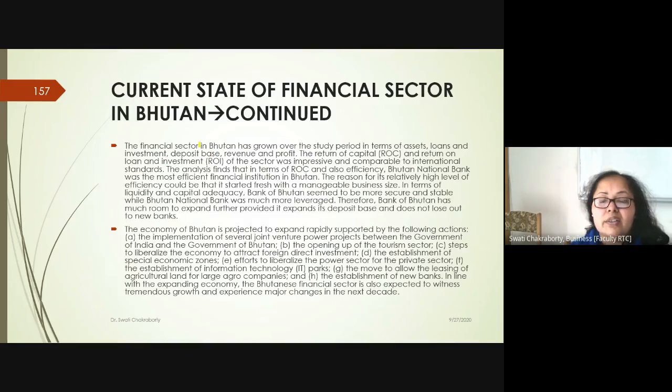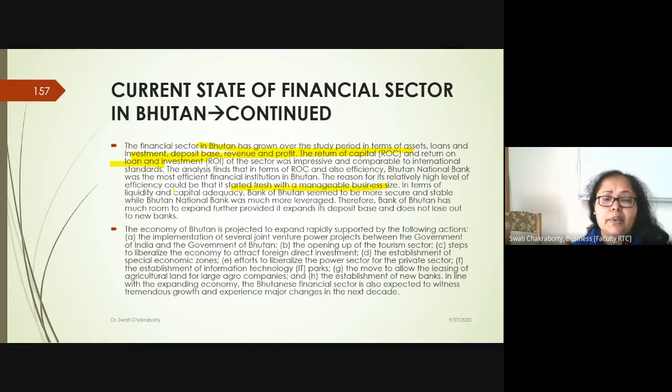The financial sector in Bhutan has grown over the study period in terms of assets, loans, investment, deposit-based revenue, and profit. Return on capital and return on loan and investment of the sector was impressive as compared to international standards. The analysis finds that in terms of return on capital and efficiency, BNB was the most efficient financial institution in Bhutan. Why is it?